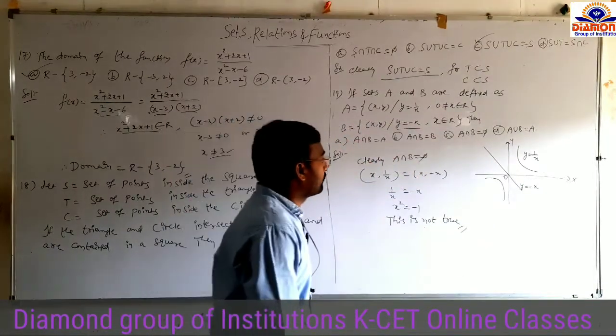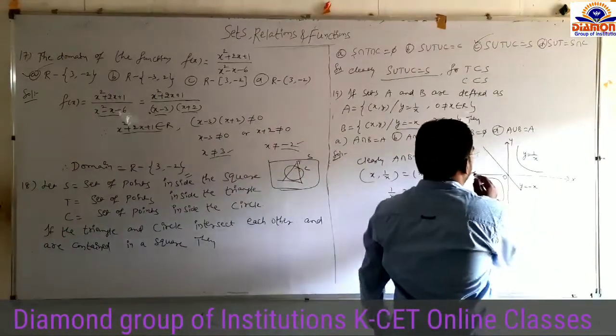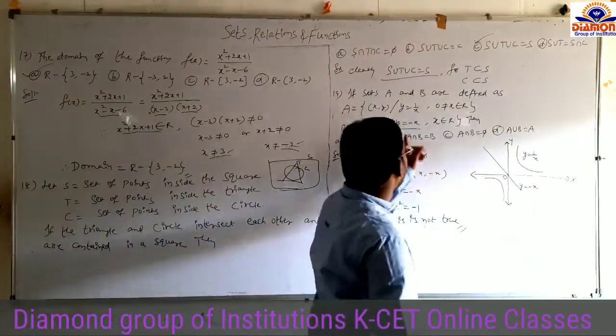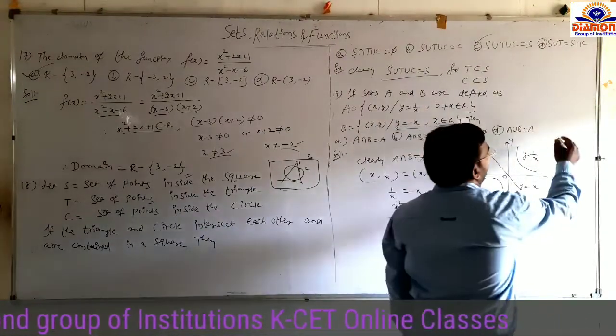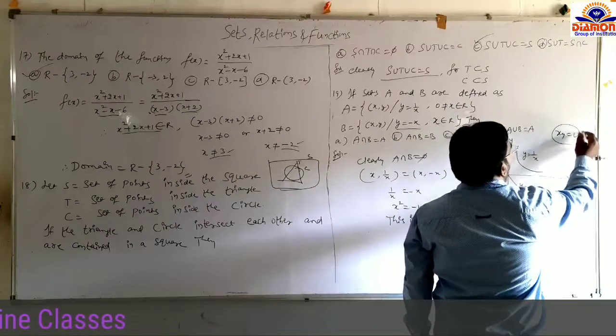First take the diagram, x axis, y axis. What is the first one? Y equal to 1 by x is a curve. Y equal to 1 by x is nothing but x into y equal to 1. This is a curve like this.